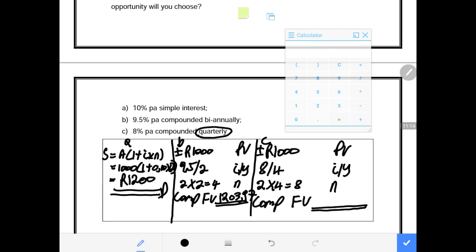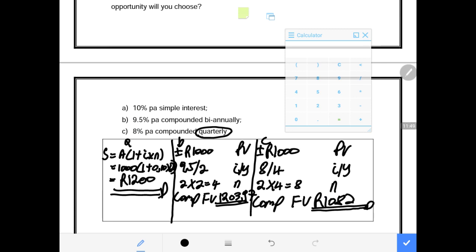We need to know how much will be the value of this investment at the end of 2 years if it is earning interest at 8% per annum compounded quarterly, meaning 4 times a year. So now we say plus minus 1000 is our present value, 8 over 4 is our interest, so you press I, then we say 2 times 4 and press n, then we compute future value.